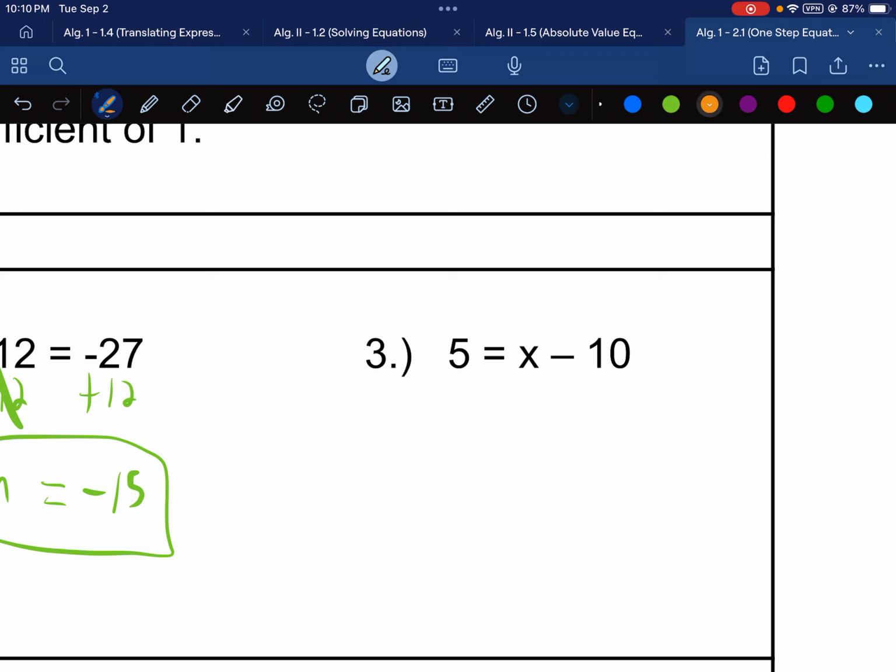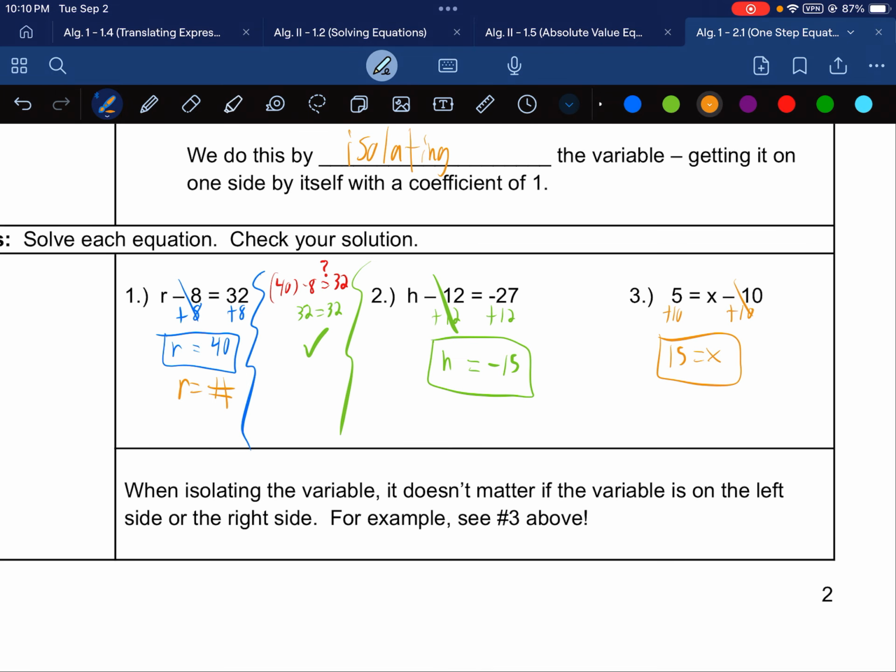On number 3, we have 5 equals x minus 10. So x is being subtracted by 10. We undo the subtraction of 10 by adding 10. Remember, our goal is to undo things around the variable to try and get the variable by itself. And negative 10, or minus 10, plus 10 is plus 0, and we don't need to write that down. And if we add 10 to the other side, we get 15 equals x. And 15 minus 10 is, in fact, 5 if you were to plug it back in.